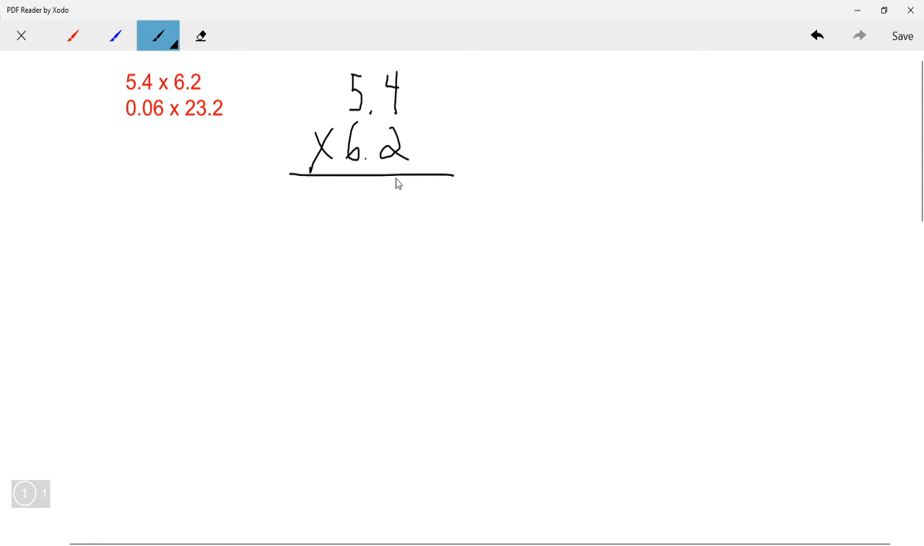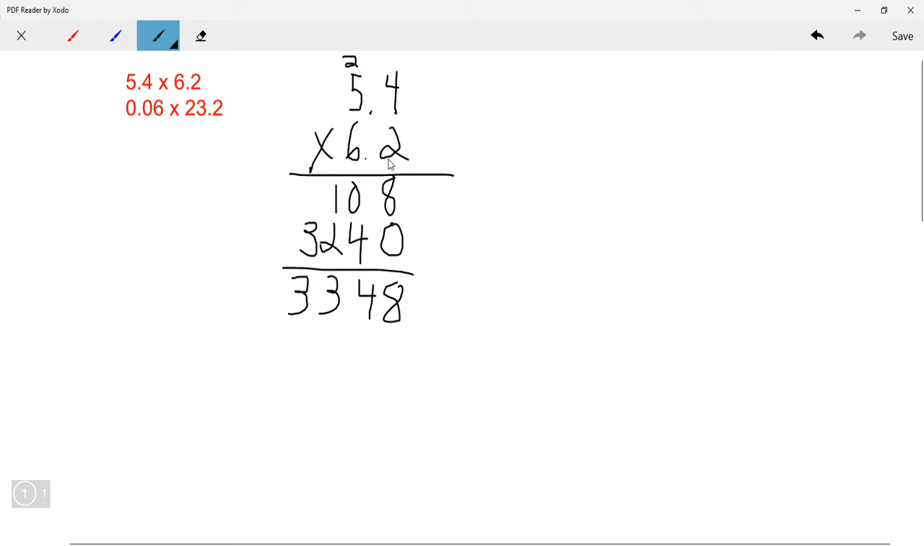So 2 times 4 is 8. 2 times 5 is 10. I put a 0 here because this is for 60, not 6. And then 6 times 4 is 24. I carry the 2. 6 times 5 is 30 plus 2. Alright, and now I just add these up. 8, 4, 3, 3. Okay, so we have the answer for 54 times 62.